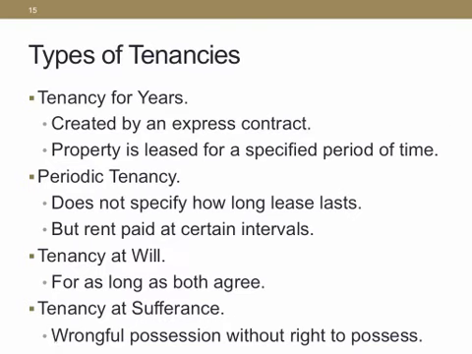Different types of tenancies. A tenancy for years is created by an express contract, and the property is leased for a specified period of time. Periodic tenancy doesn't specify how long the lease lasts, but rent is paid at periods or intervals. A tenancy at will, even without an express term, somebody occupies the land and they're permitted to occupy it, tenancy at will can be created. If they have no rights and they're not wanted there, then that's wrongful possession.